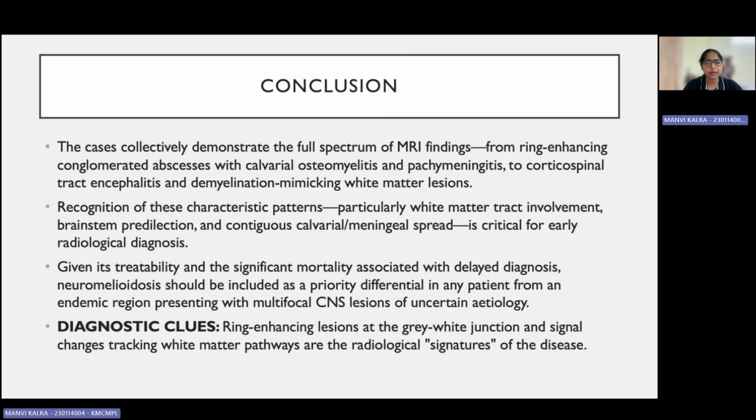Recognition of these characteristic patterns, particularly white matter tract involvement, brainstem predilection, and contiguous calvarial or meningeal spread, is critical for early radiological diagnosis. The diagnostic clues are ring-enhancing lesions at the gray-white matter junctions and signal changes tracking along the white matter pathways.